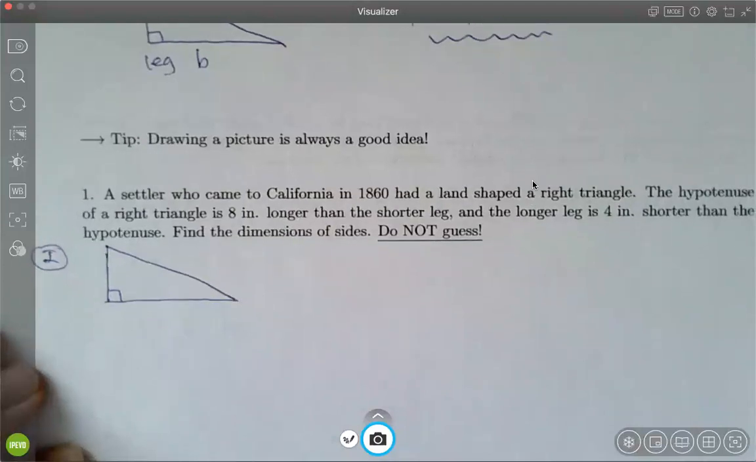Say that again. Is it A? A, yes, the shorter leg. Do you see why? Okay, so now let's see why.